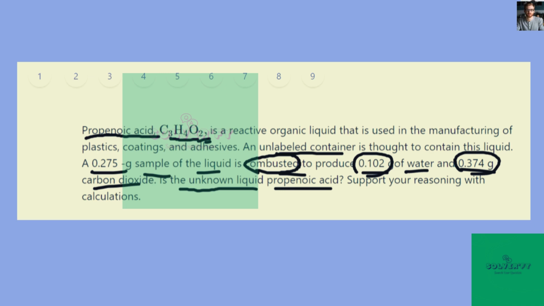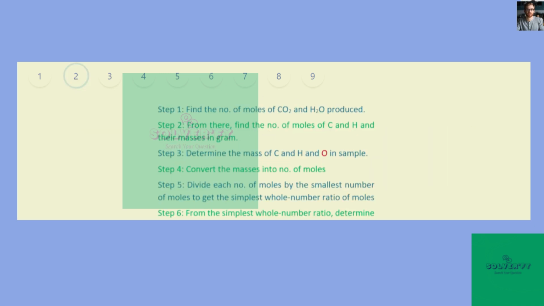So we will follow some simple steps to find the empirical formula of the unknown sample. Since we are given the mass of carbon dioxide and water produced from the combustion, at first we'll find the number of moles of CO2 and H2O produced. From the number of moles of CO2 and H2O, we'll find the number of moles of carbon and hydrogen in the CO2 and H2O produced. From there, we'll find the masses of carbon and hydrogen in the CO2 and H2O produced.